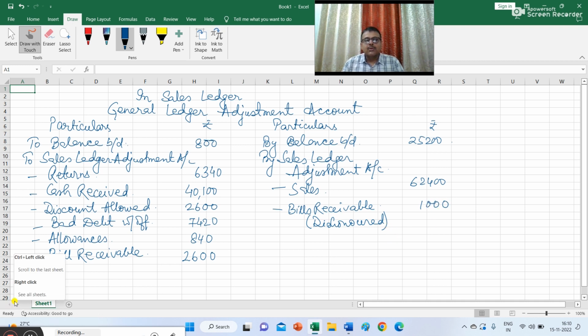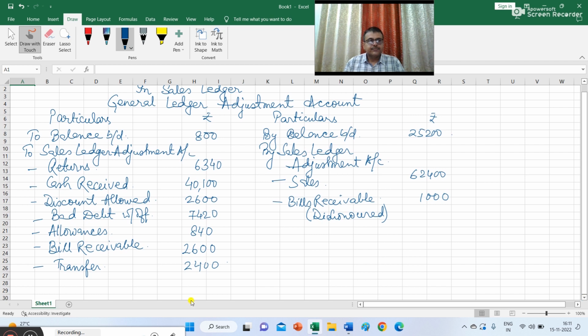Next is trade discount. Trade discount also does not affect the debtor ledger, so we have to exclude it from here. Next is transfer from bought ledger. The journal entry is basically creditor's account debit to debtor. So this amount also reduces the balances of debtor. So I have to write here as transfer, and the amount is 2,400. And we have to record the closing balances.